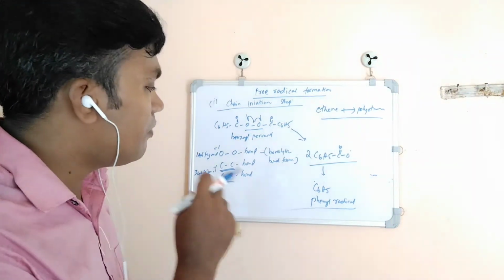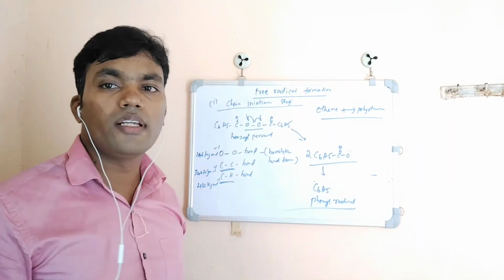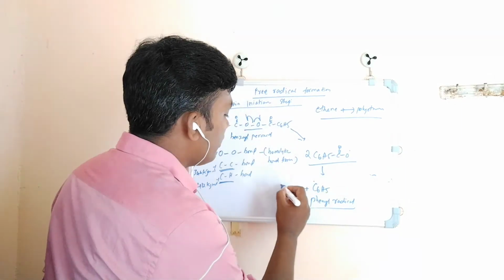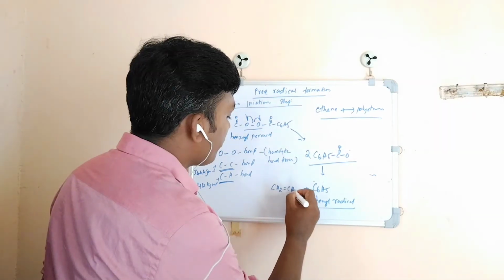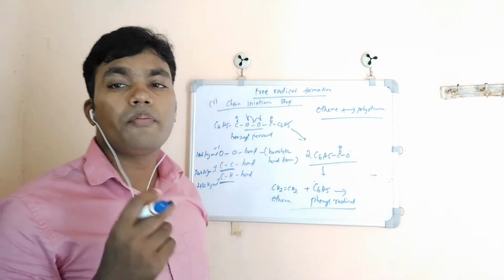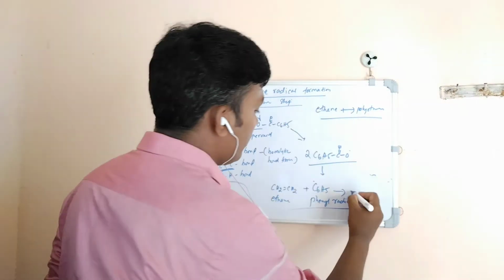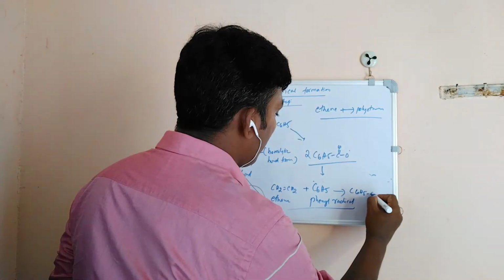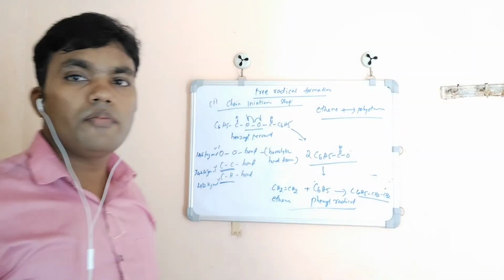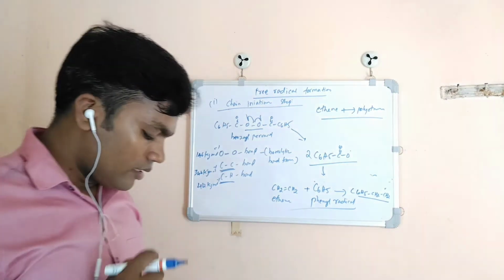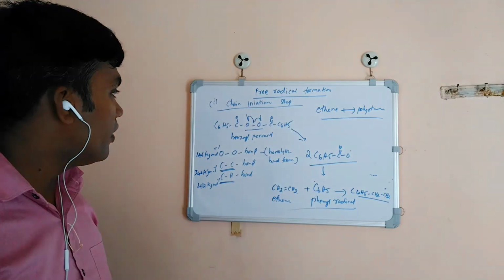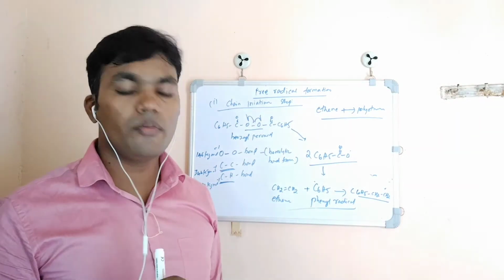Next, this phenyl free radical reacts with the ethene molecule available in the reaction and forms another bigger free radical, which I am showing here: C6H5CH2. This is another bigger free radical formed in the chain initiation step. Next, we are going to see the chain propagation step.